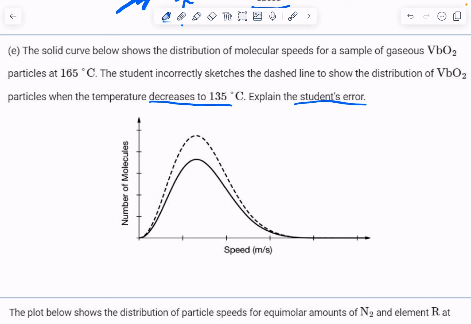So we should see a shift to the left. Let's see, it should be somewhere over here. Okay, and it would be dashed. But so we need to explain the student's error. We need to talk about how changing the temperature changes the average kinetic energy, and therefore the molecules are going to be moving at slower speeds. So the shift should have been pushed to the left and not above.